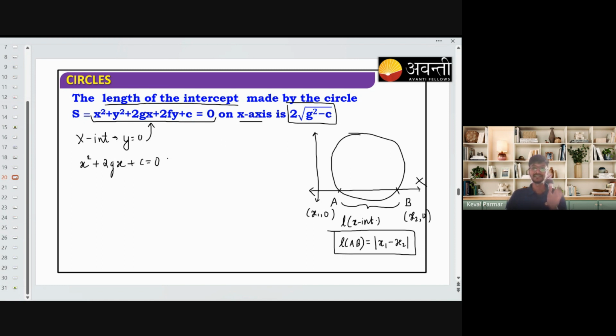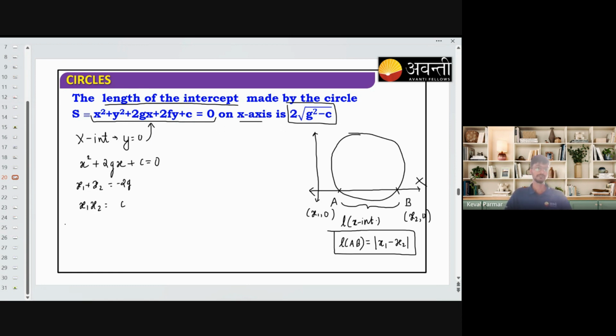Now, we want the values of x1 and x2. So rather than solving this quadratic equation, what do we use? We use the sum of the roots and the product of the roots. What will be the sum of the roots? It will be x1 plus x2, which is minus 2g upon 1, so minus 2g. What will be the product of the roots? x1 into x2. It will be c upon 1, which is c.